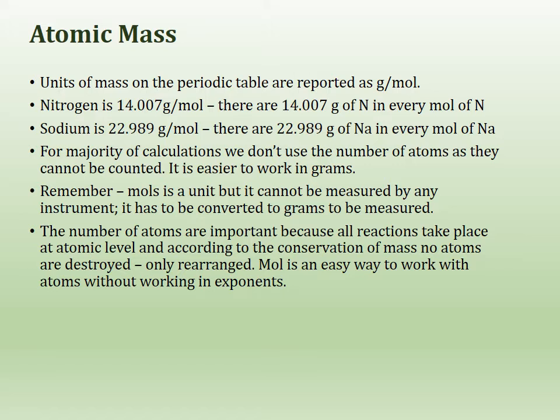Then there are the atomic masses, the molecular mass, the formula mass, and all those wonderful things. Let's start with the atomic mass, because that's what we have in the periodic table. All the units in the periodic table are reported as grams per mole. So for example, as we said in the previous slide, for carbon, it is 12.011 grams.